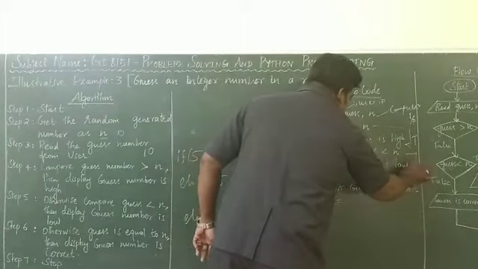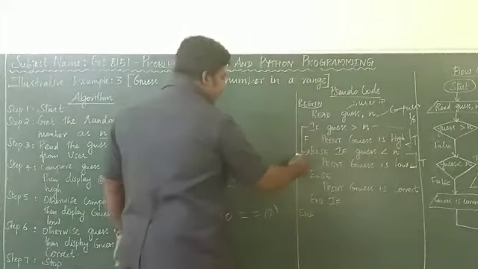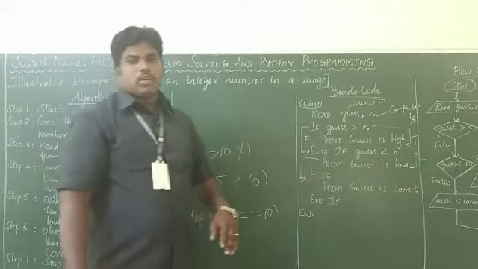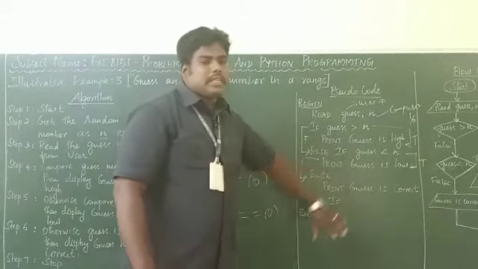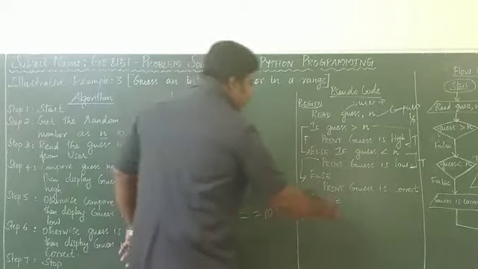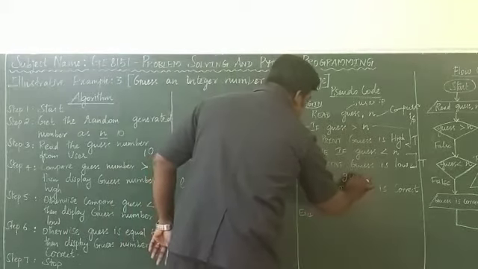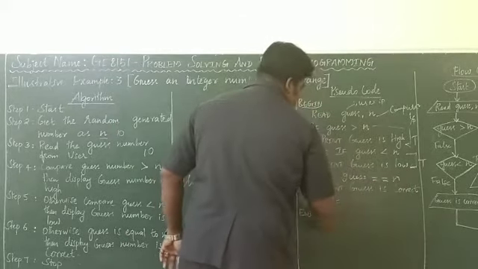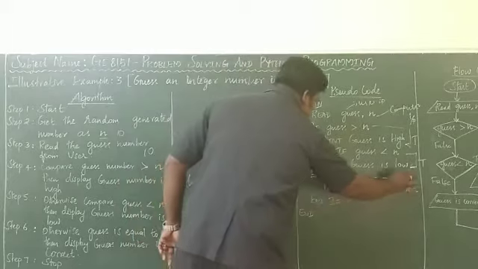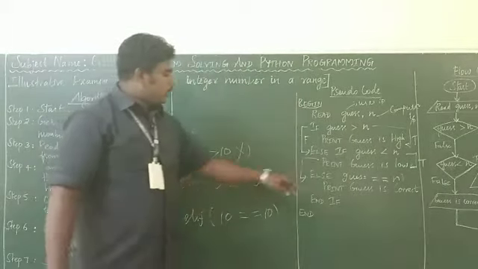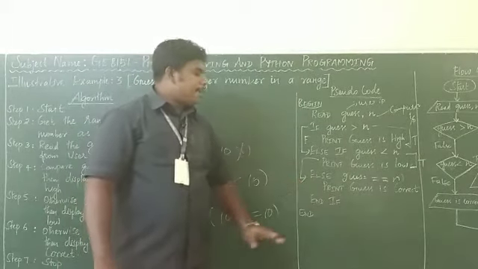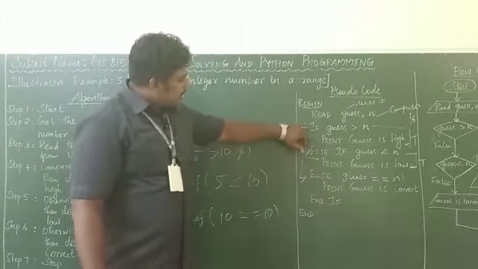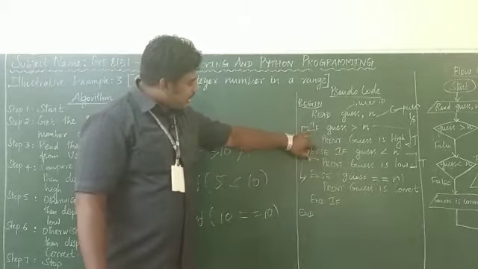Again, if this condition is true. Suppose again it is false, it will check the third condition. Print guess is correct. It's nothing but we are checking guess equal to n. Here we are checking ELSE guess equal to n. If this condition is true, we will print guess is correct. Then we have to close the END IF. Your if started here and ended here.